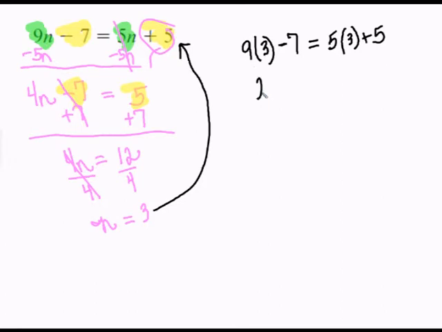9 times 3 is 27. Minus 7 equals 5 times 3, which is 15 plus 5. 27 minus 7 is 20. 15 plus 5 is 20. I have a balanced statement. This works. I have a true statement. It checks. Let's look at another example.